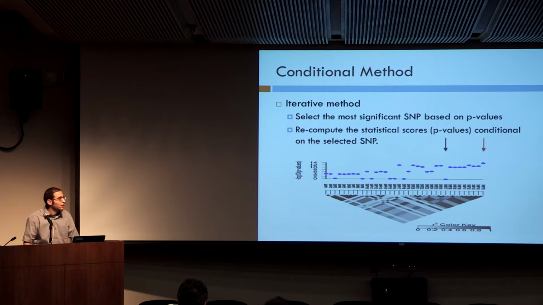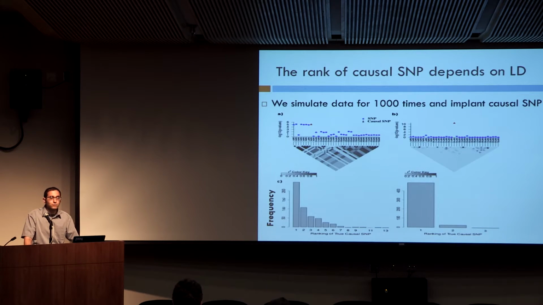So you can sense that for this complicated region, both the top K and the conditional method fail to find the true causal variants. And you may consider why this is happening. If you realize, both of these methods make the assumption that the most significant SNP is always the causal SNP. And we want to see how much this is true.